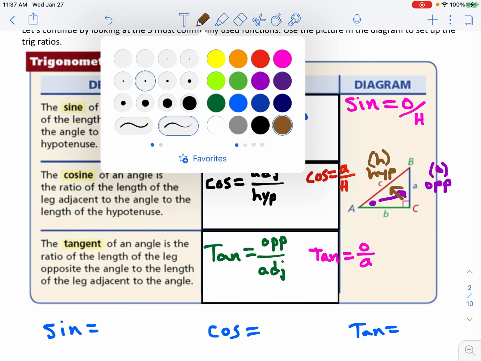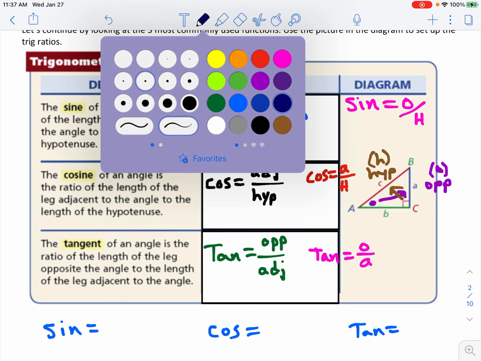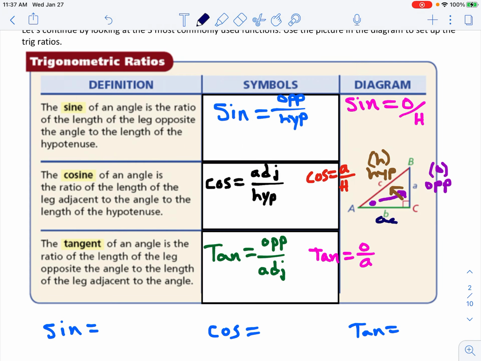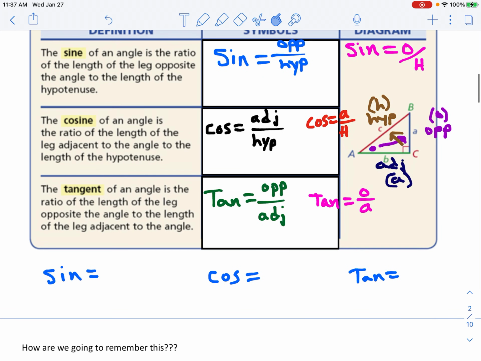Well, what that does is that means that the last side has to be the adjacent side. So I'm going to call the last side ADJ, which is adjacent. Now, we're going to use the letters from our picture to write the fractions for each one. Sine says opposite over hypotenuse. So you'll notice letter A was on the opposite, and letter C is on the hypotenuse. So the sine of angle A would be A over C.